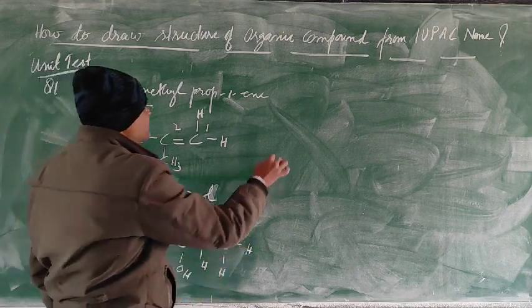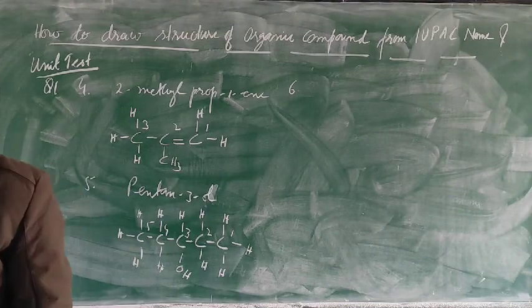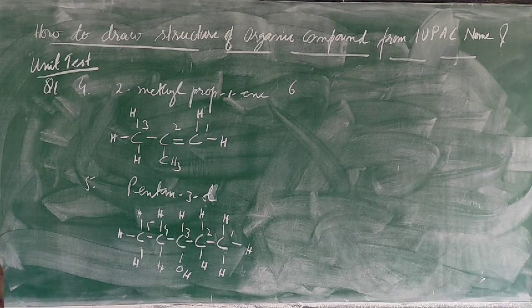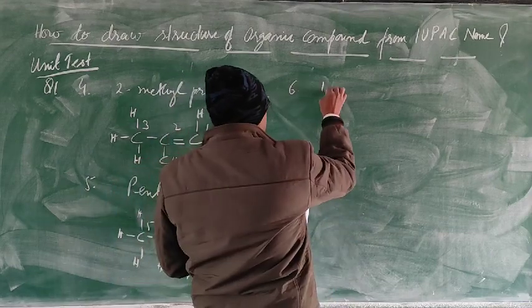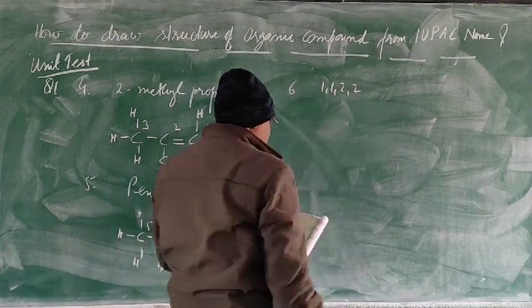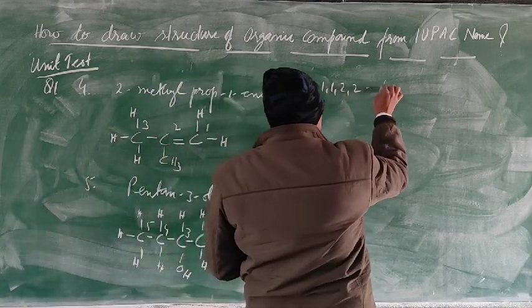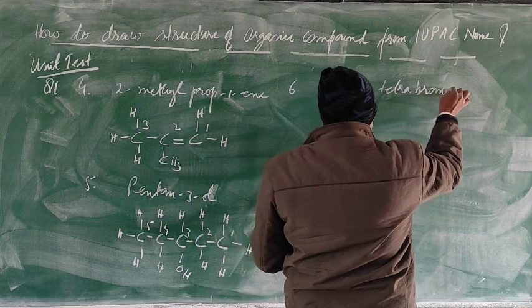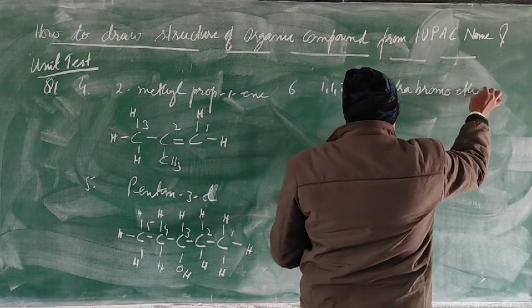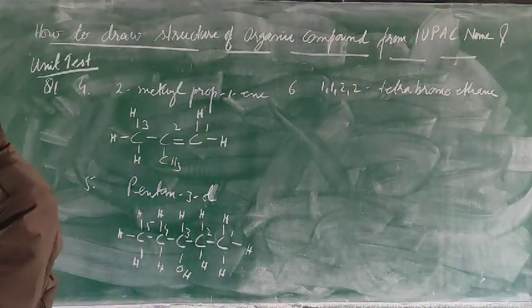Now next one is the sixth one. This way you can do the practice. It will be easy for you. Then the sixth one is given, 1,1,2,2-tetrabromoethane. So here the root word is eth.